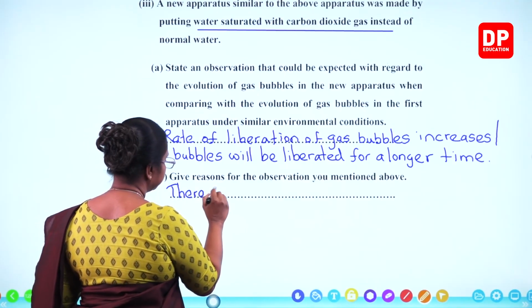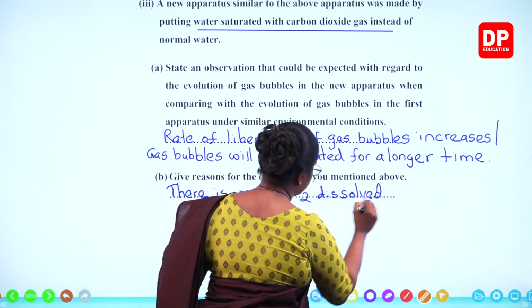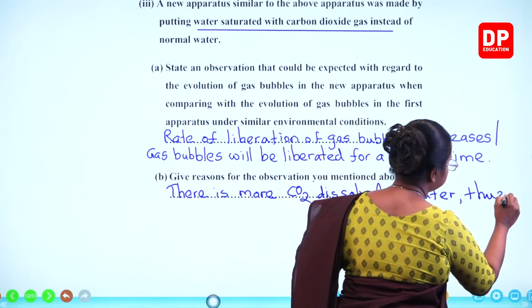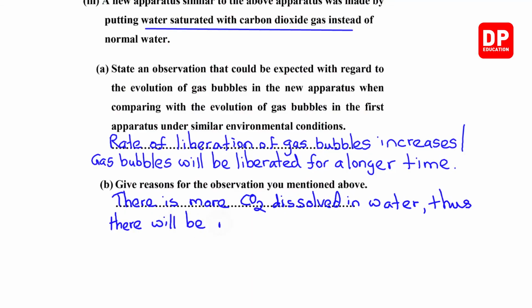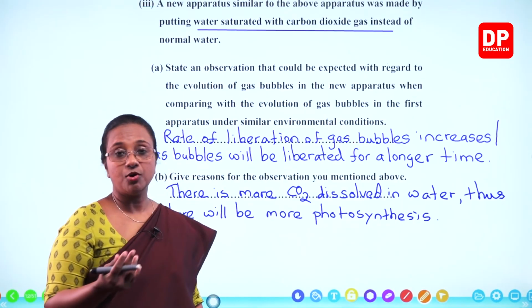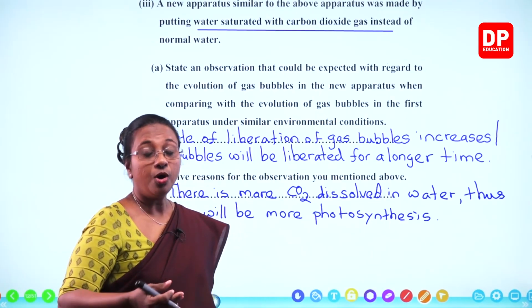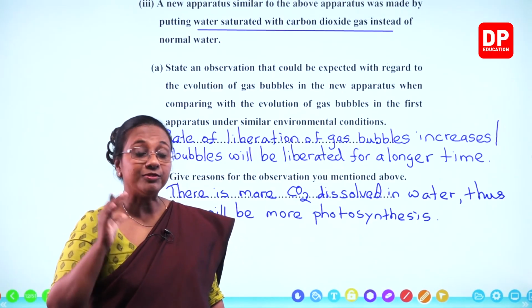There is more carbon dioxide dissolved in water. Thus, there will be more photosynthesis. If you write that, that is fine. So you have to say that there is more CO2 dissolved in water. Or you can say the concentration of carbon dioxide in water is more. The composition of carbon dioxide is more. Or the amount of carbon dioxide dissolved in water is more. Because of that, photosynthesis occurs more. You have to give that idea.